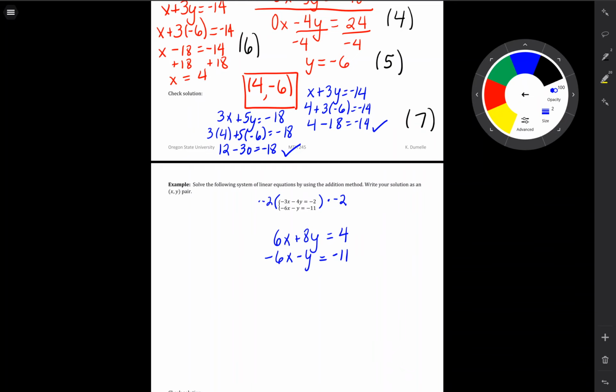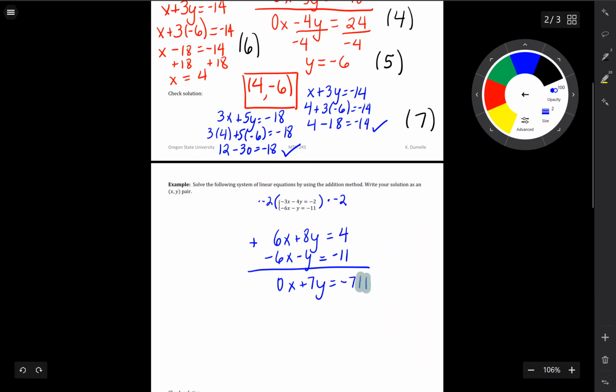Now that I have this, I can add them both together. And of course, one of my variables should cancel out. If that doesn't happen, that's a good sign that maybe you need to go back and recheck your work. So my x's cancel out. I'm left with 0x. And then I have 8y minus y, which gives me 7y, is equal to 4 minus 11, which is negative 7. So dividing by 7 gives me y equals negative 1.